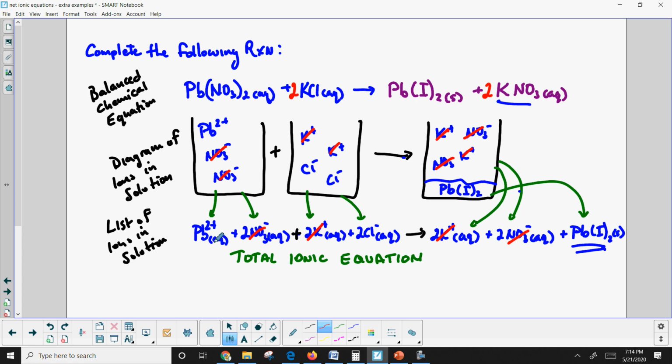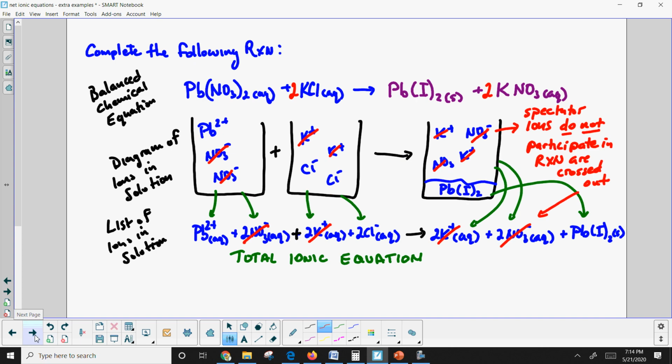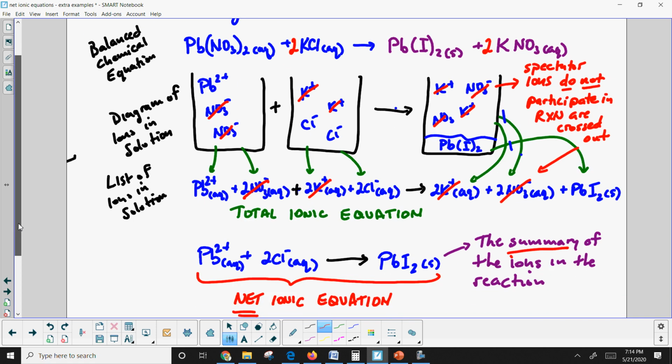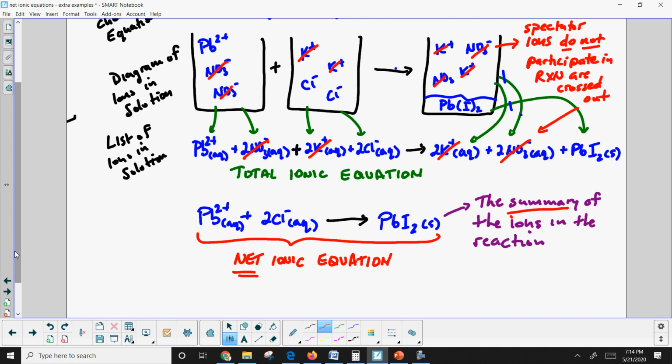And look what happens. I'm going to have lead plus 2 chloride ions is going to give me lead 2 chloride. It should be chloride over here. So sorry about that again. So when I write it like this, that's called my net ionic equation. So the net ionic equation is like a summary of the reaction, what's actually reacting. So we've got the lead ions, the chloride ions here, 2 of them, and they give you lead 2 chloride.